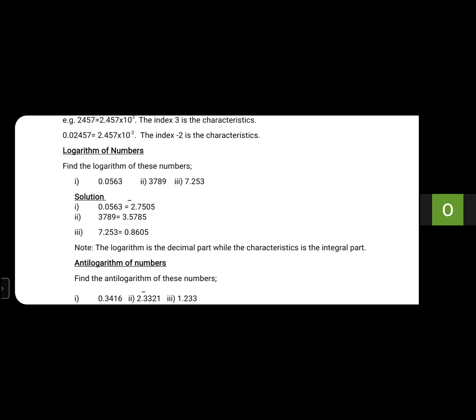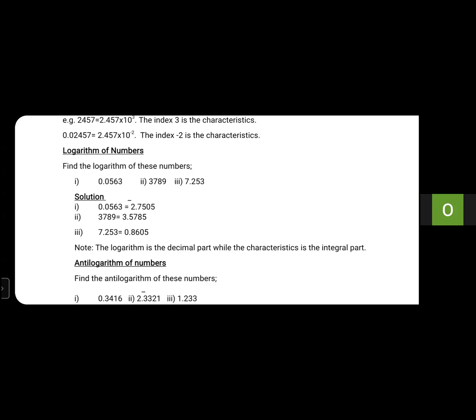So now we are to find the logarithm of this number, as the first one, 0.0563. How did we come about minus 2 or bar 2? When we write out 0.0563 in standard form, we have it as 5.63 times 10 raised to the power of minus 2. Minus 2 because the decimal point moved forward, from before the 0 to after 5. It moved twice, so we have negative 2. So if we write 0.0563 in standard form, we have 5.63 times 10 raised to the power of minus 2. That minus 2 is the bar 2 we see before the decimal point.